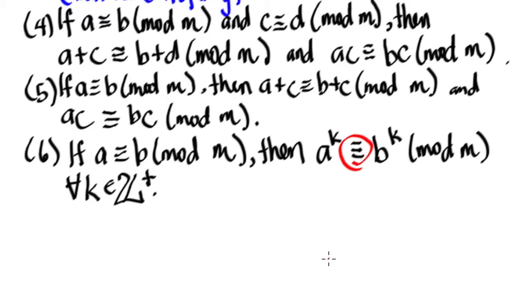Okay, so those are the six properties that I have presented in Theorem 3.2. Again, they are additional properties of congruence, and in this part of the video, we will be proving all of them. So let's start with the proof.